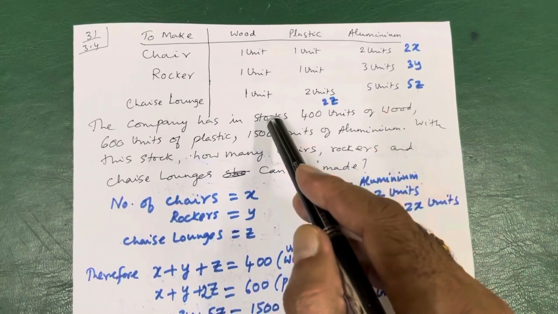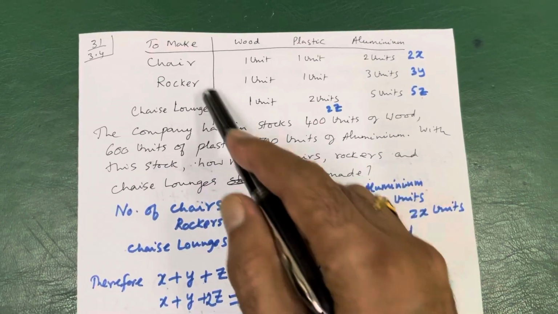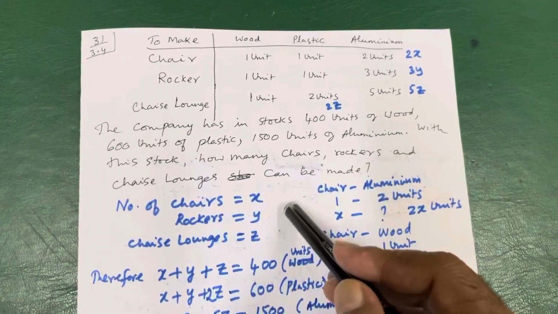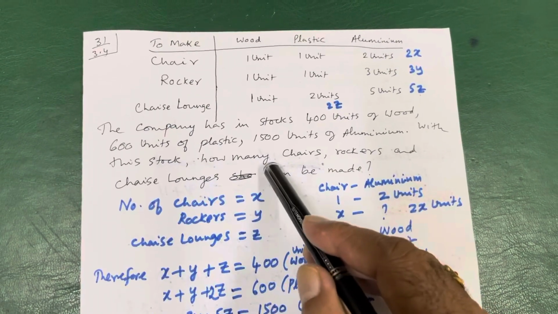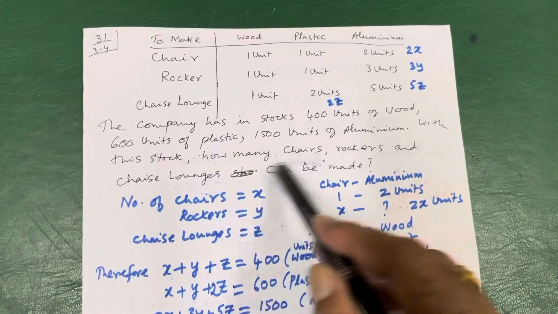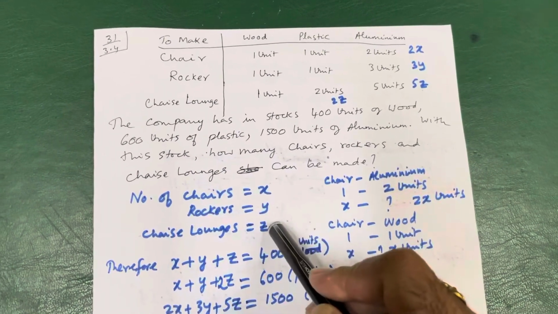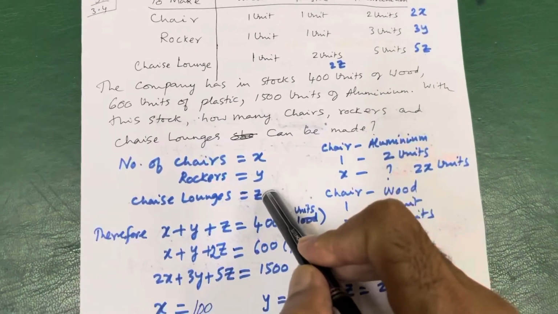So accordingly, the third one is the chaise lounge. These are the 3 items to be made. So what you want to find is how many chairs, rockers, and chaise lounges. Whatever you have to find, you call it x, y, z. This is called identifying the variables.